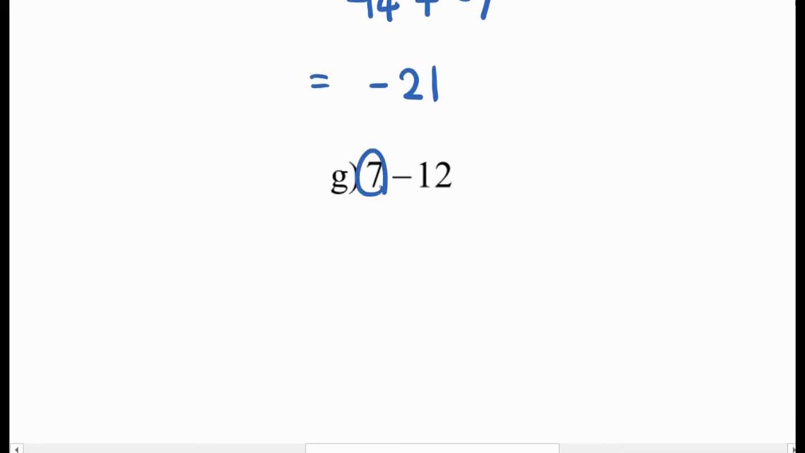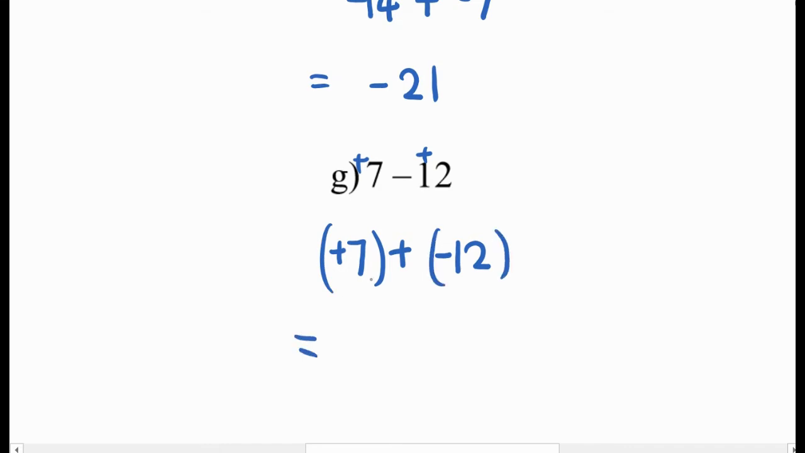Next, this one does not have a sign, so we say it's positive. 12, it's positive 12. Keep the first number, change the middle, change the second number. Then positive 7 plus negative 12. Okay, which one do you have more, positive or negative? You have negative more by how many? 5. Okay, so the answer is negative 5.